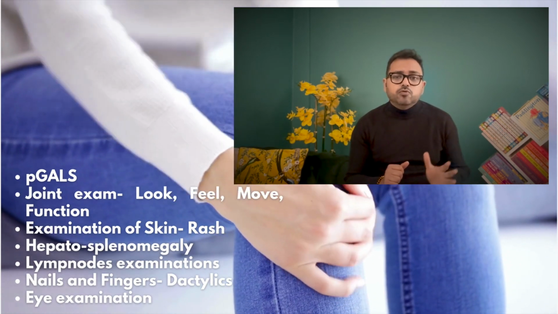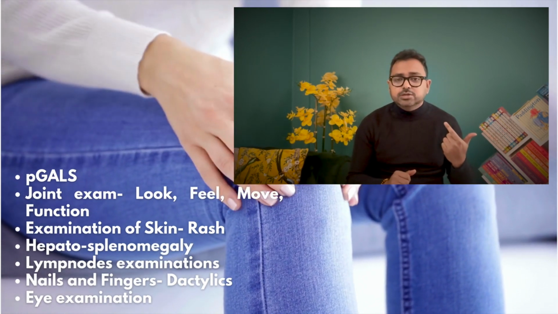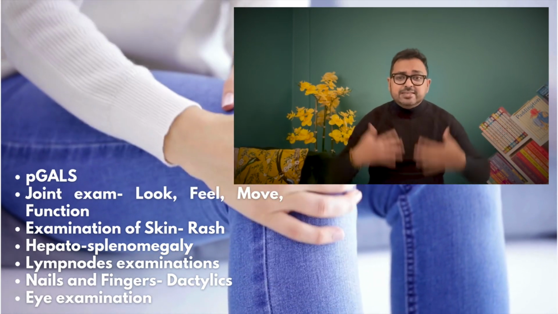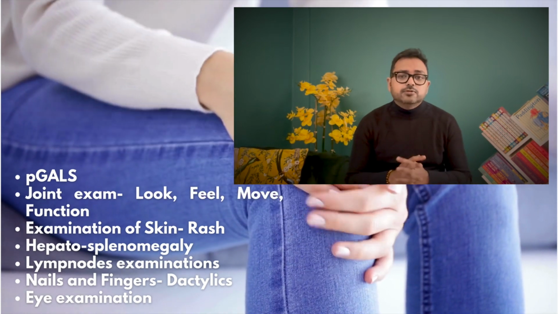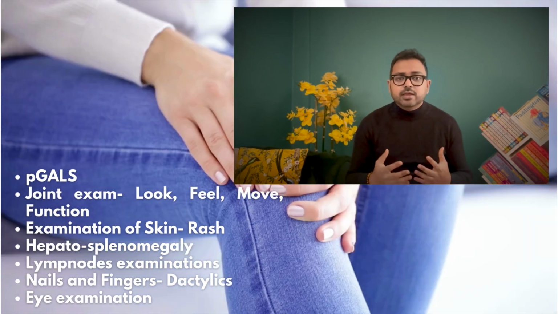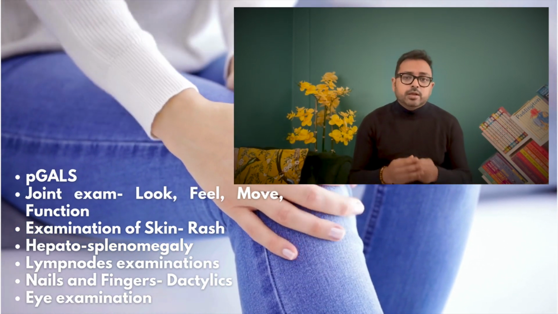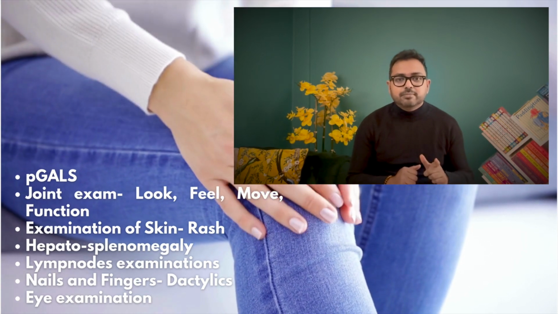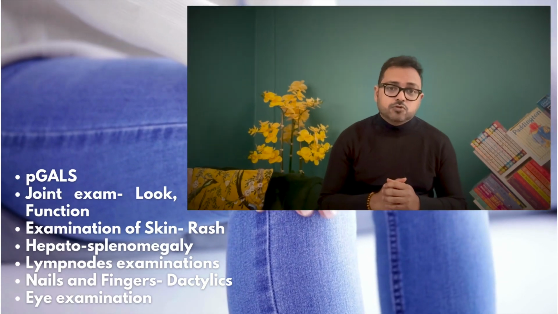Then you have to move on to a few other things like eye examination, lymph node examination, hepatosplenomegaly, skin, as well as the fingers, because sometimes skin is involved. Maybe there are some rashes going on. The nails are involved in psoriatic arthritis, please mind it, and sometimes dactylitis is also there. So you have to do all the examination systematically.